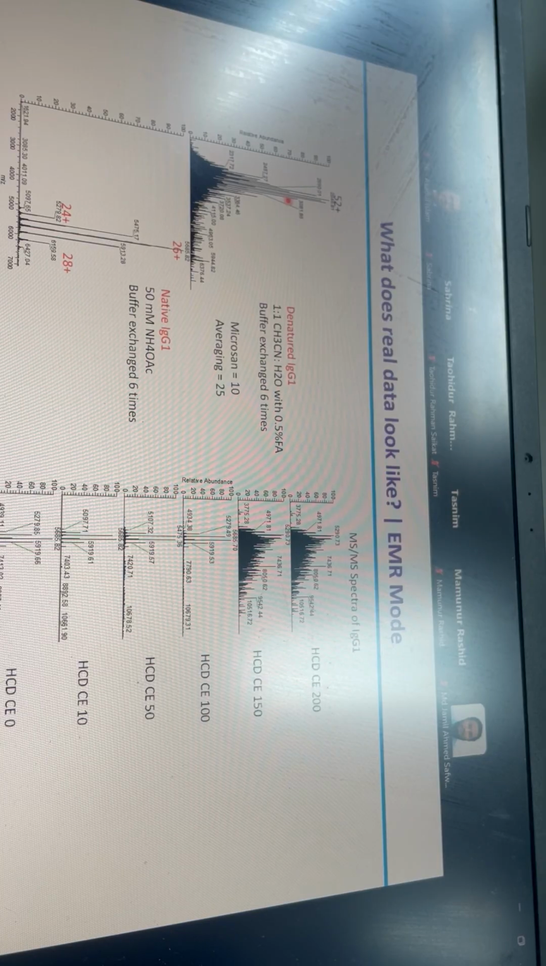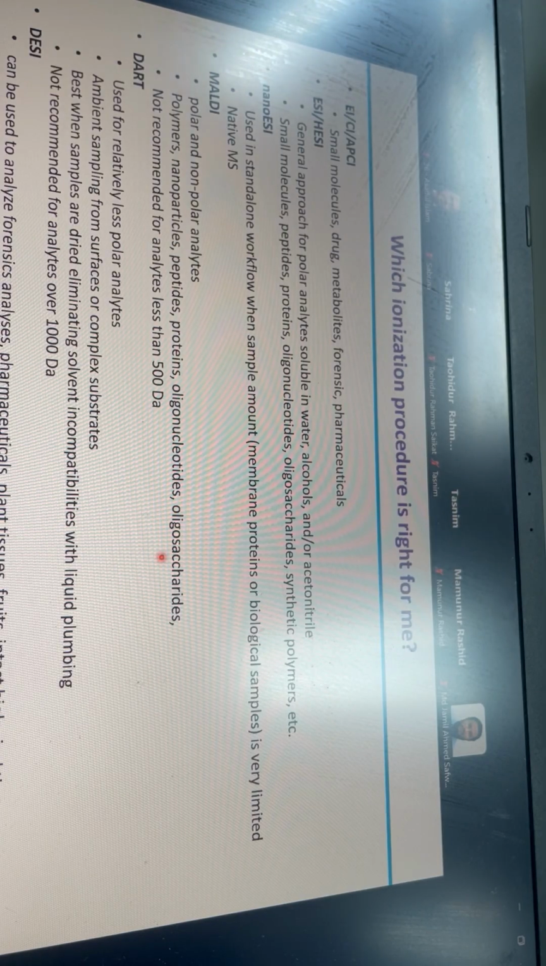And then you can also select these ions and do some fragmentation in the collision cell. HCD means high energy collision dissociation, and you can apply different voltages and break it down and see what things are inside the antibody.